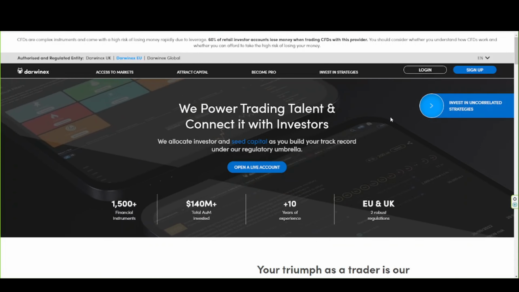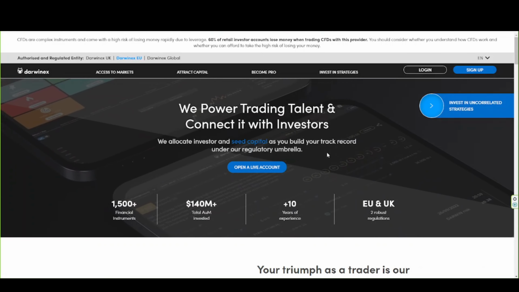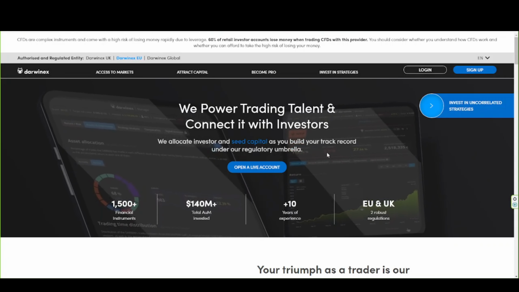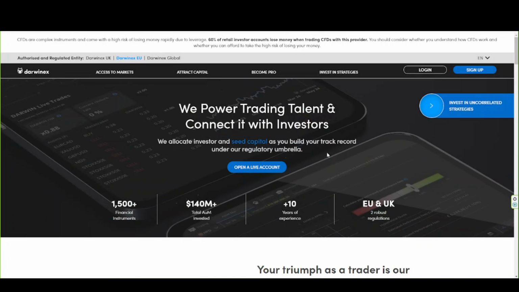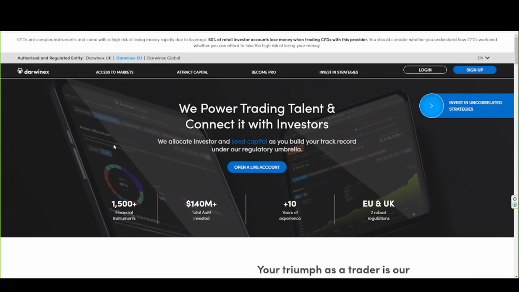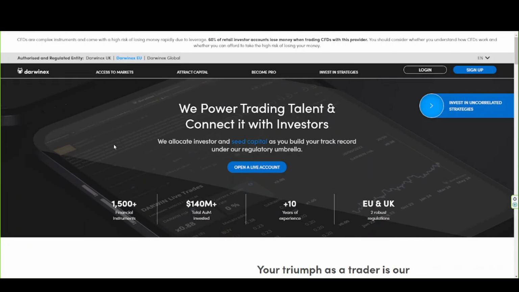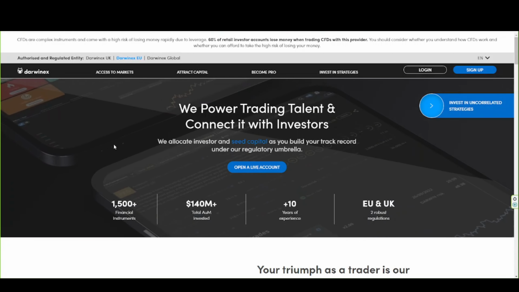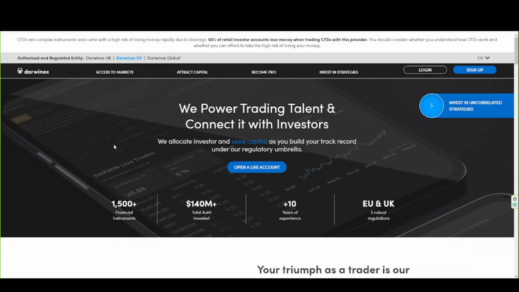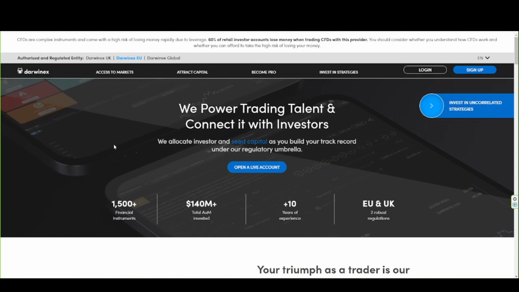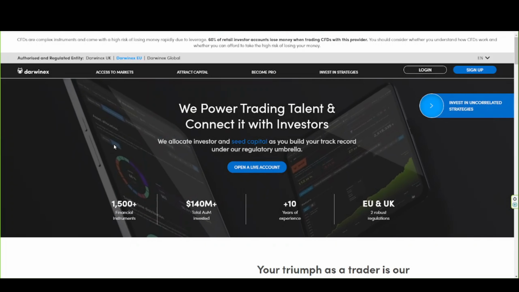So the first thing, it says we allocate investor and seed capital as you build your track record under our regulatory umbrella. So it's got two sides. There's DarwineX, the normal one, and then there's DarwineX Zero. With the normal one, there's a broker and you'll put in your money and trade as if it's a normal broker. What DarwineX basically does is give you a verified track record. It's able to see the returns that you make, but it also sort of copies your trades.